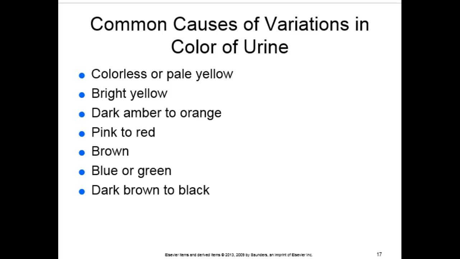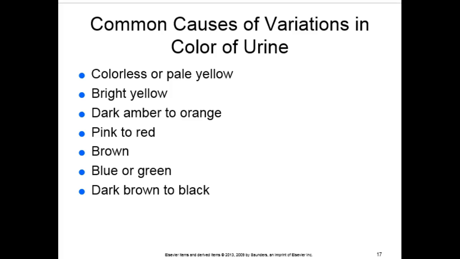Okay, common causes of variation of color of urine. You may see colorless or pale yellow urine. It could be as a result of diuretics, also diabetes insipidus, overhydration, chronic renal disease. You see a bright yellow urine. Could be caused by multiple vitamin intake.